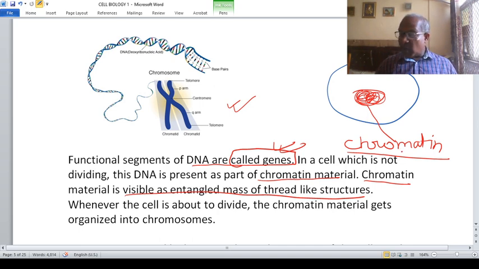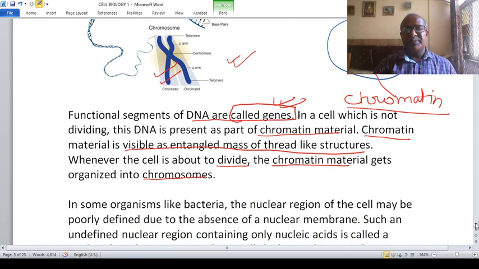And when the cell is about to divide, at the time of cell division, the chromatin material gets organized into the chromosome, or this Y-shaped structure. So this Y-shaped structure becomes visible at the time of cell division. This is visible only at the time of cell division.